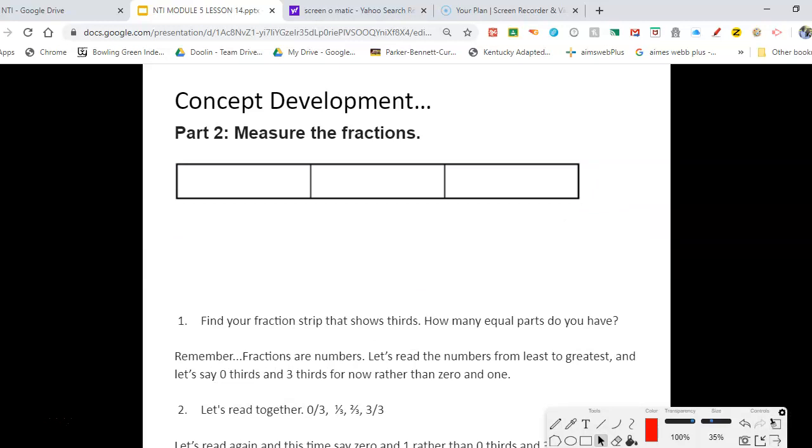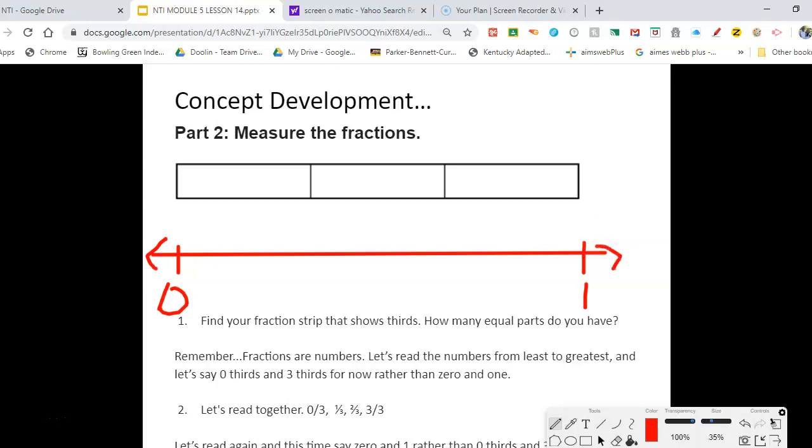How many equal parts do you have? Yes, you have 3 equal parts. Now remember, fractions are numbers. And we're going to label this number line. Draw your number line just like we did before, a little bit longer. Put your tick marks to show the endpoints of 0 and 1. And your arrows showing that a number line just keeps on going.